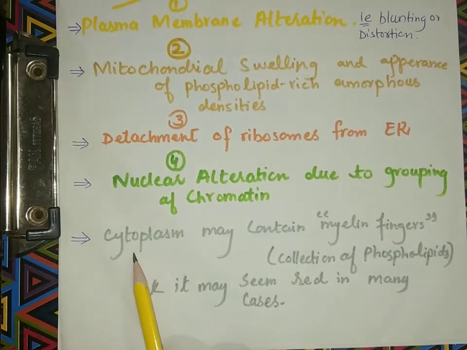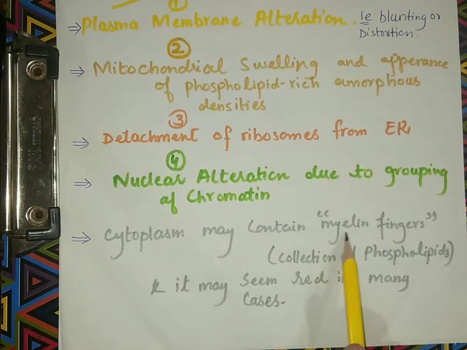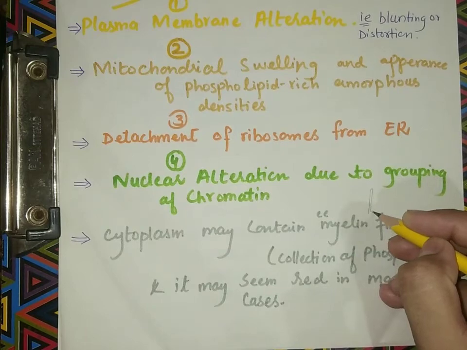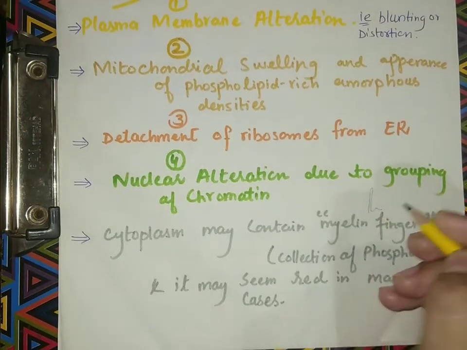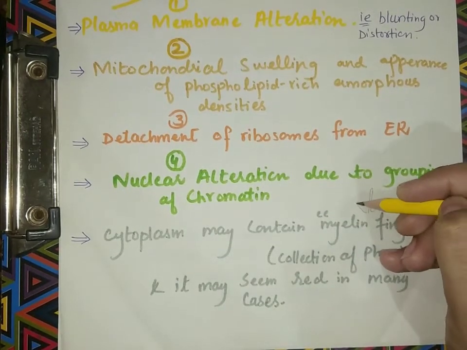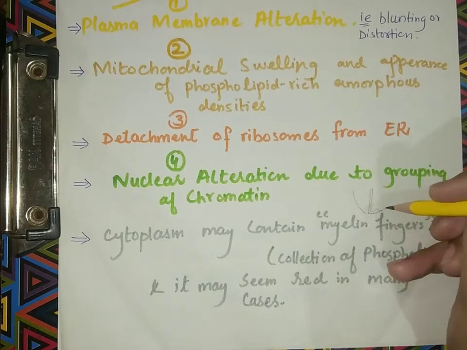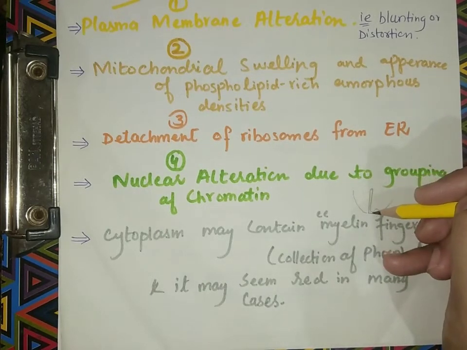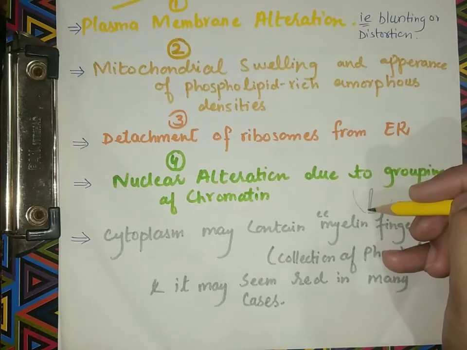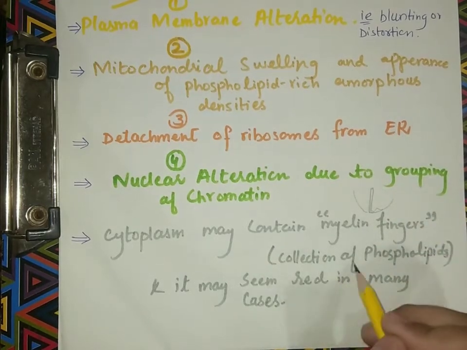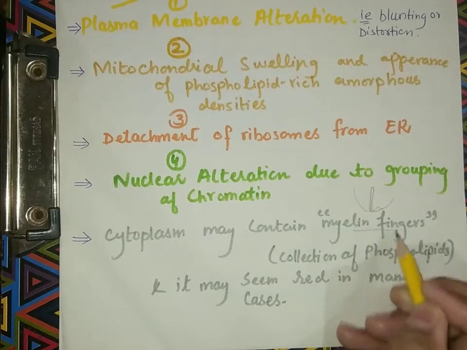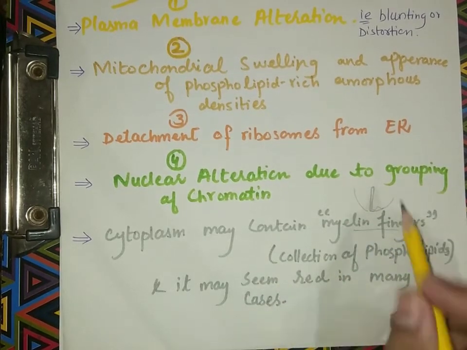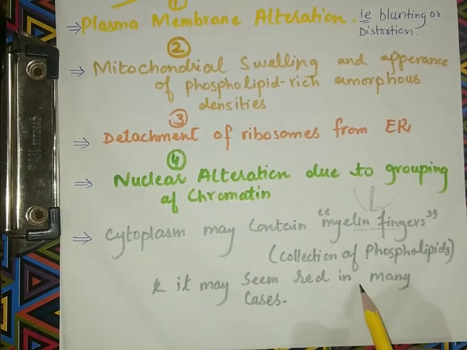And cytoplasm may contain myelin figures. Myelin figures look like these, and they appear from the cell membrane and are seen in the cytoplasm of the cell. It is a collection of phospholipids. Myelin figures are a collection of phospholipids. The cytoplasm may be seen red in many cases.